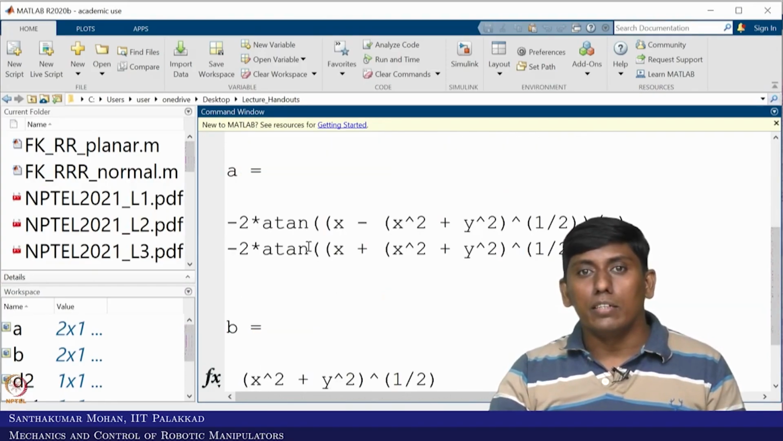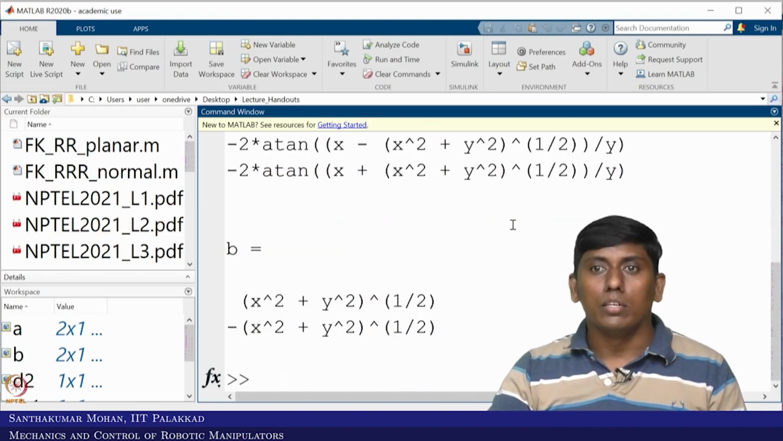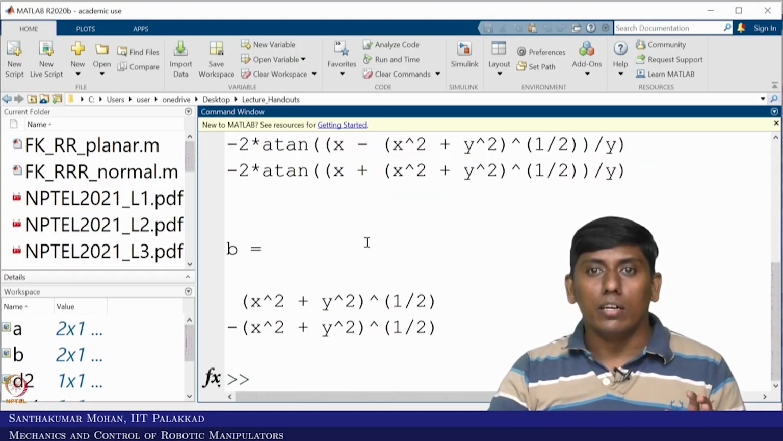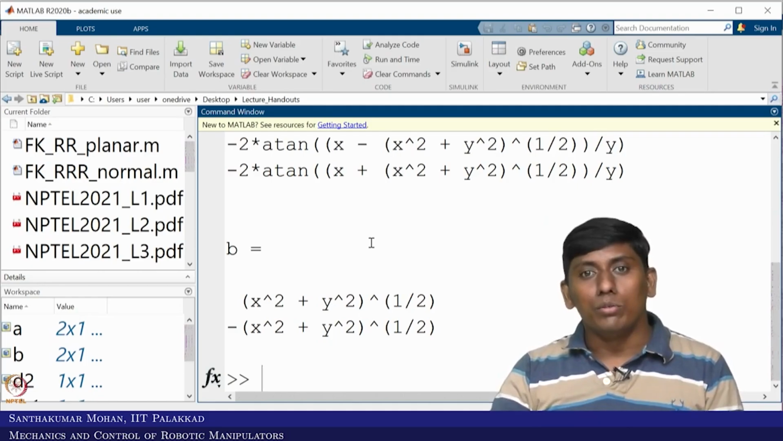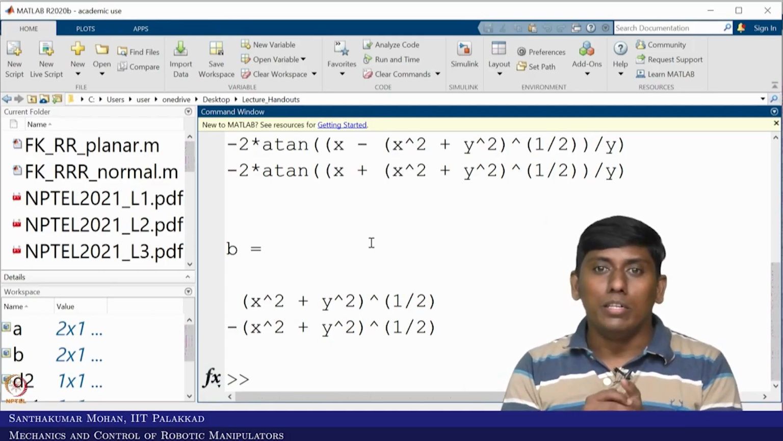The final solution says that theta 1 is 2 times the tan inverse of x minus the square root of x squared plus y squared, divided by y. This is one solution. If I put plus, that is another solution. How is this solved? We know x is d2 cos theta 1 and y is d2 sin theta 1, so squaring and adding gives d squared.